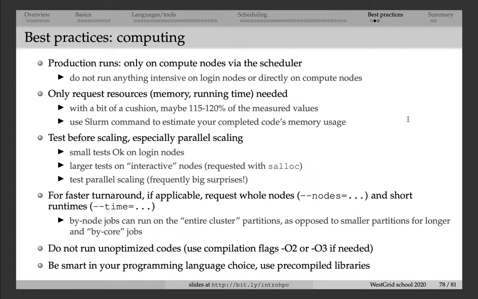Also, be aware of what kind of language you're using. I already mentioned at the very beginning of this course that compiled languages are usually much faster than scripting languages. If you're writing a new code, then please consider using a compiled language like Fortran, C, C++, Chapel, Julia, but not a scripting language. Scripting languages themselves will be slow unless you spend a lot of time in a precompiled optimized library like NumPy, SciPy, etc.